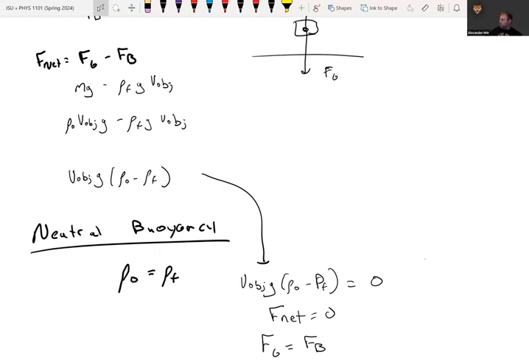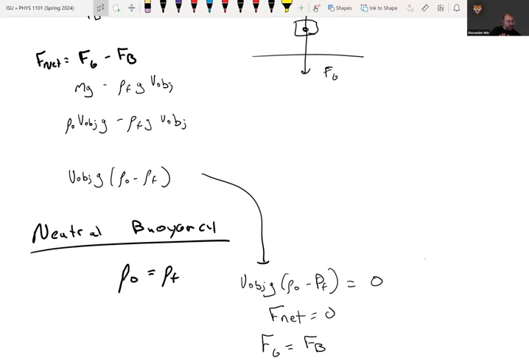All right, I do want to do one example just to show you how this works out, and just to give you some familiarity with how some of these terms are going to be used as well.